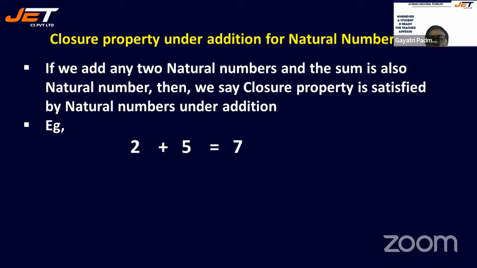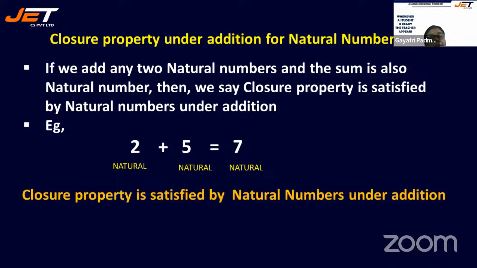Let's quickly pick up the examples. 2 is a natural number, 5 is a natural number. When you add 2 plus 5, we get 7. Because 2 is a natural number and 5 is a natural number, by adding two natural numbers we end up with another natural number. So the closure property is satisfied by natural numbers under addition.